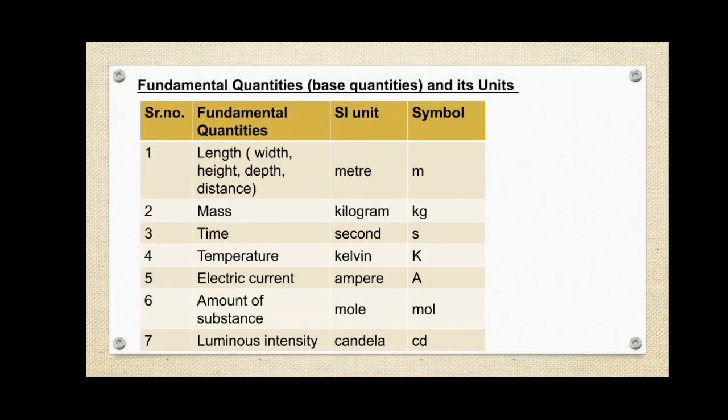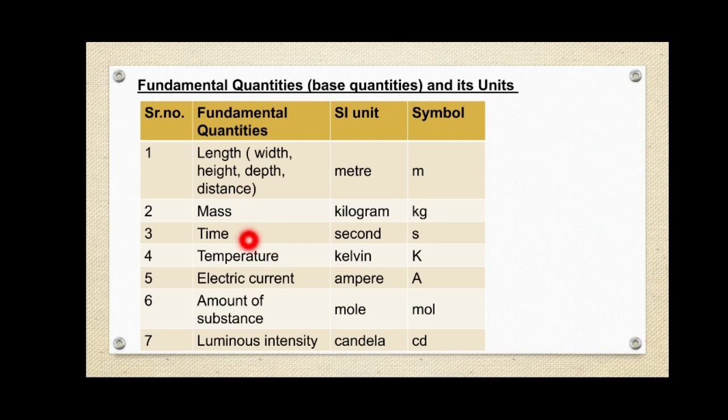Fundamental quantities, also called base quantities, and their units. In total, there are 7 fundamental quantities. The first one is length. Length may be width, height, depth, distance, displacement. The SI unit is meter and the symbol is m. Next is mass. The unit is kilogram, symbol is kg.